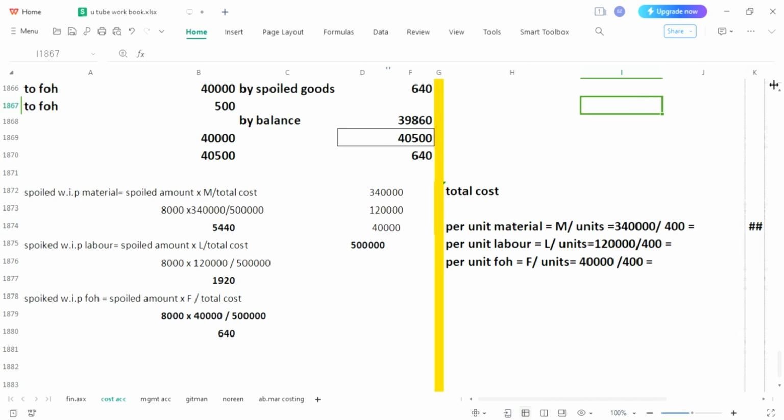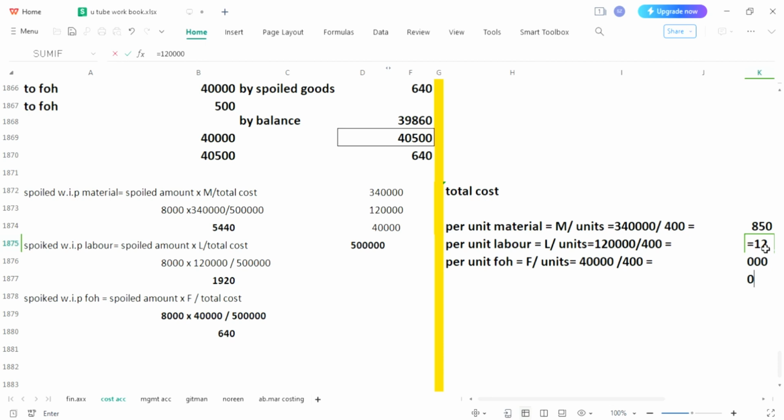So here your first per unit cost will arrive and you need to make space. 850 we have got per unit cost of material. Now per unit cost of labor 120,000 divided by 400. So we have got second per unit cost and third per unit cost 40,000 divided by 400. So we have got third, and total we can calculate by taking sum of these three amounts. This is our total per unit cost and we can take it over here.